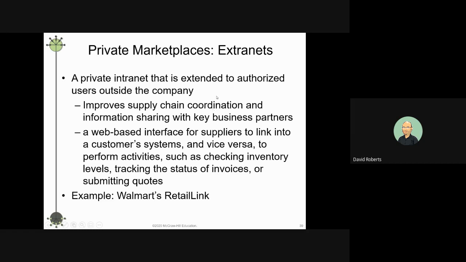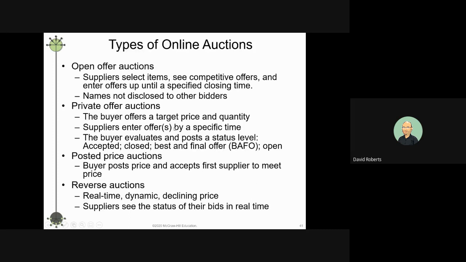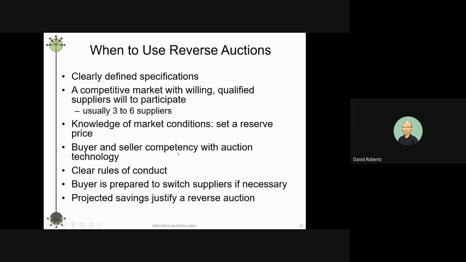And again, the opposite of an intranet is an extranet. So it deals with outside of the company. Private markets are intranets, so it's limited to who has access. Online auctions, private auctions, reverse auctions, real time, and the price goes down. So if I didn't make that clear before, you can see the price will go down. I'll sell this at this price, and then an hour later perhaps a lower price.